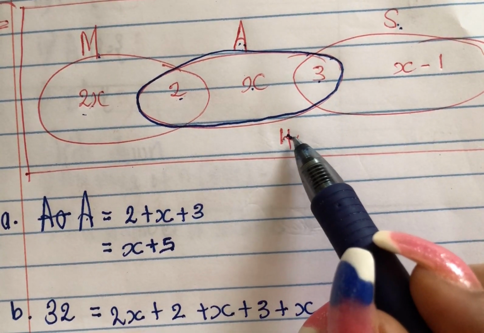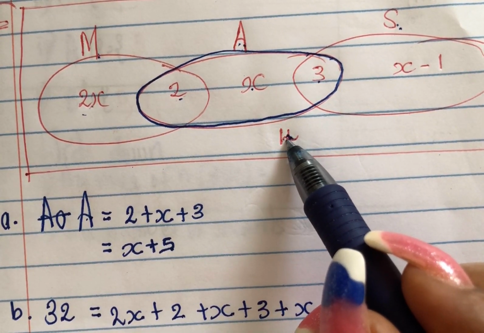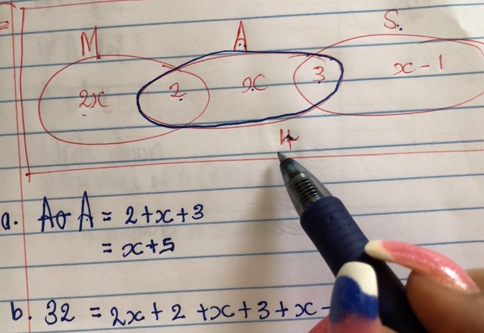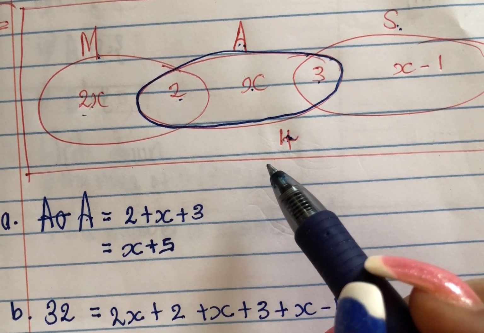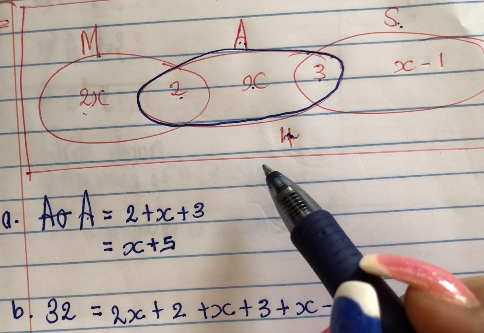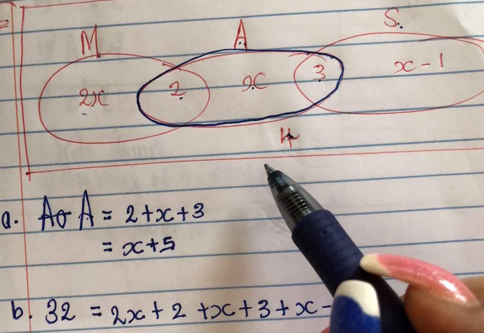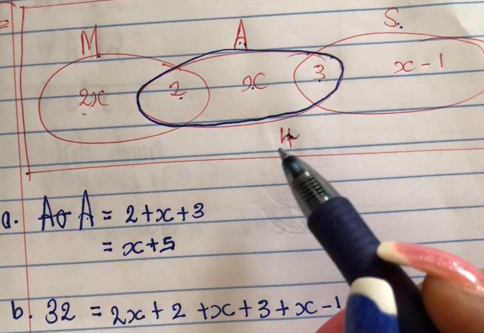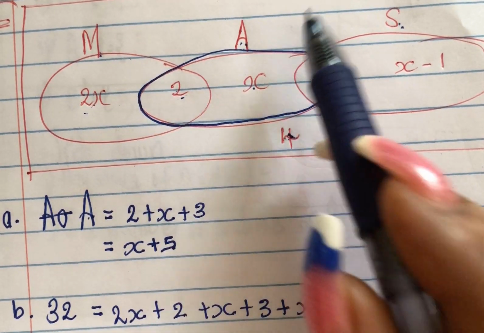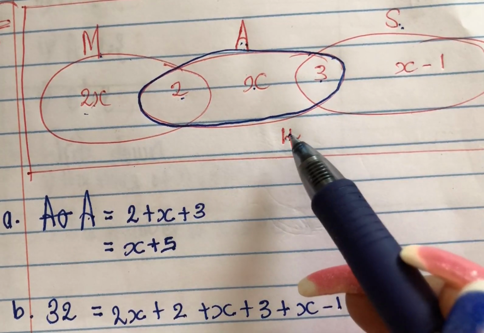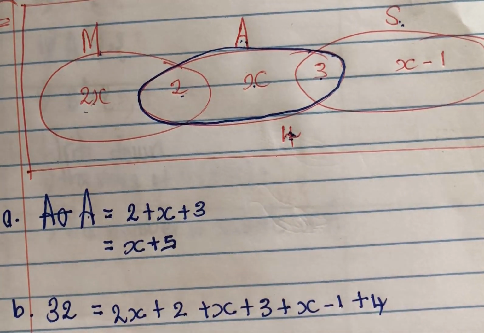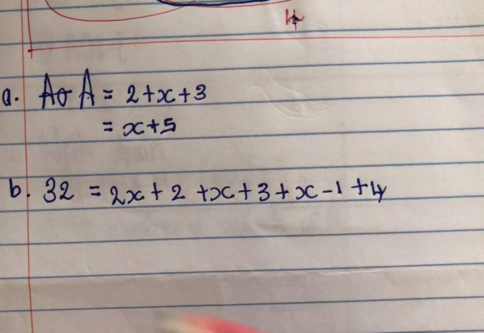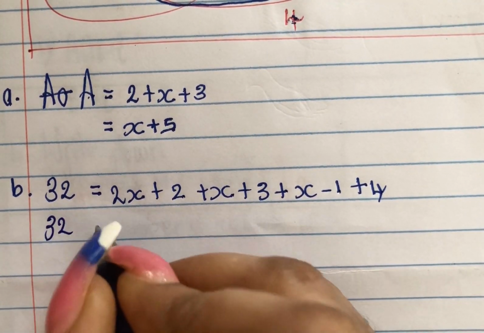Mind you, we cannot leave out this 4. Because even though there are 32 students in that class, all of them did not study one or more of those subjects. There were 4 of them who did not do music, accounts, nor Spanish. So we have to include 4. All right? I am now going to simplify where possible.